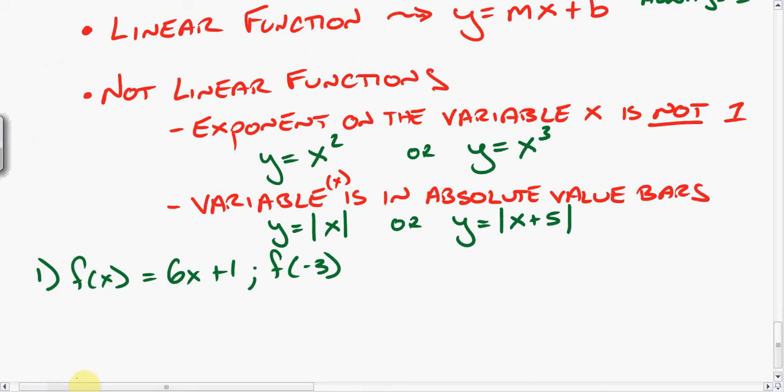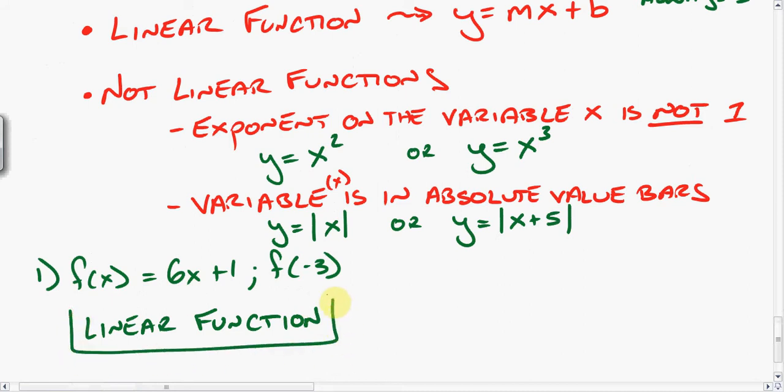Our first problem is f of x. This is our function notation. f of x equals 6x plus 1. We're looking at this first, and we want to figure out, is this linear or not? Well, look at your exponent. That's 1. Do we have any absolute value bars? No. And we see it's in the y equals mx plus b form. So it looks like we do have a linear function. So yes, this is linear. We've classified this problem.